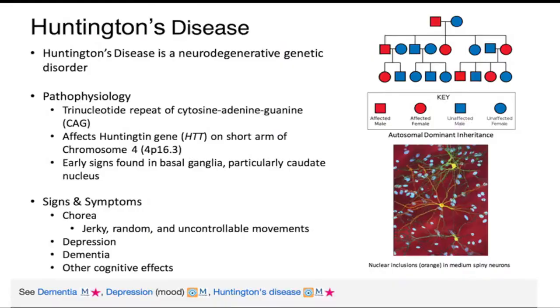One of the examples of trinucleotide repeat expansion is Huntington disease. This is a neurodegenerative genetic disorder. The reason for this disease is a trinucleotide repeat of cytosine, adenine, and guanine. It happens in the short arm of chromosome number 4. This is an autosomal dominant disease.